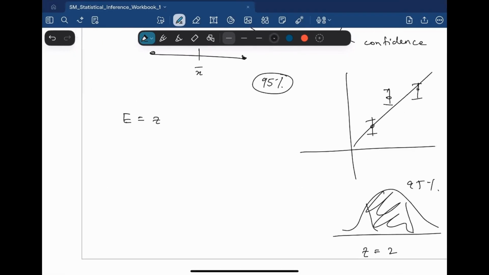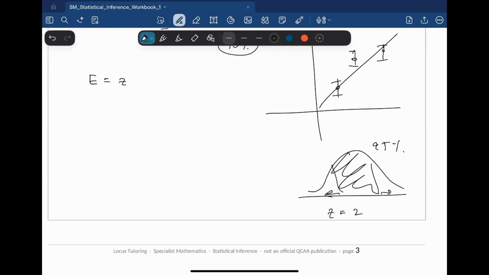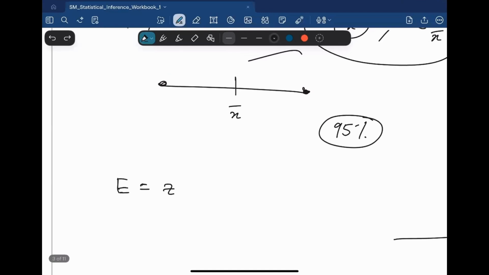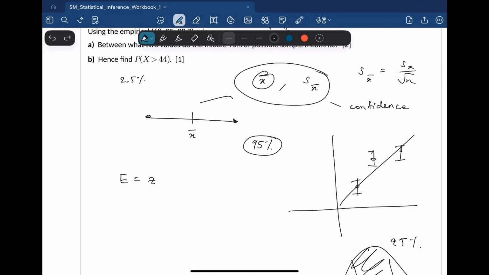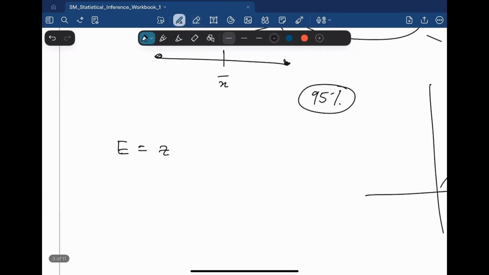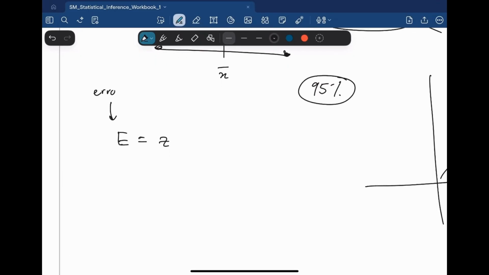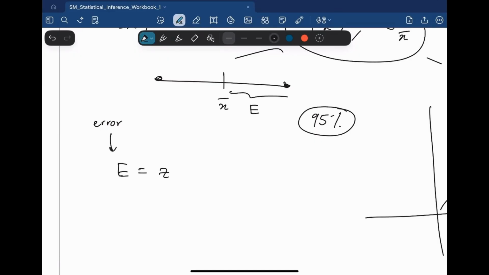If we want to be more confident, well, this stretches the central region out towards the ends. So that means as our confidence increases, our Z value increases. That means we need to allow a larger margin of error to be more confident, because if it was a tiny confidence interval, then it probably wouldn't contain the mean most of the time. So E is proportional to Z, and E is just the error. And E represents 1/2 of this interval.